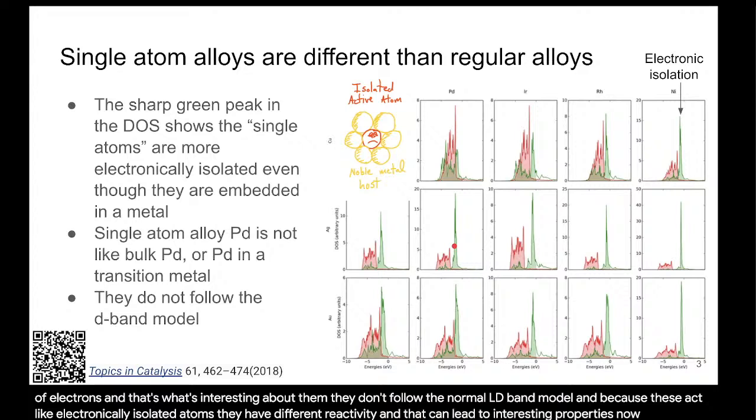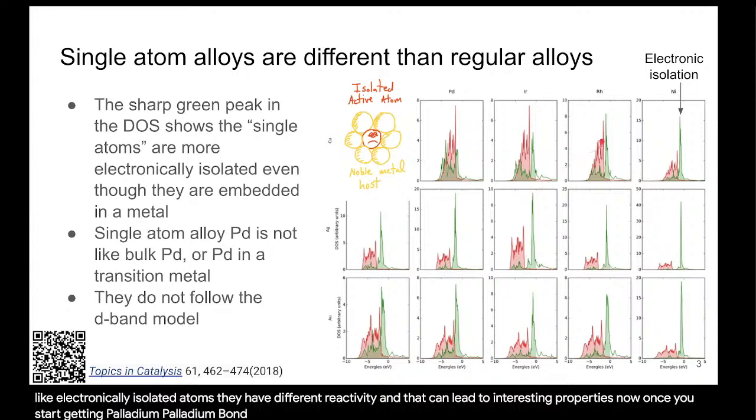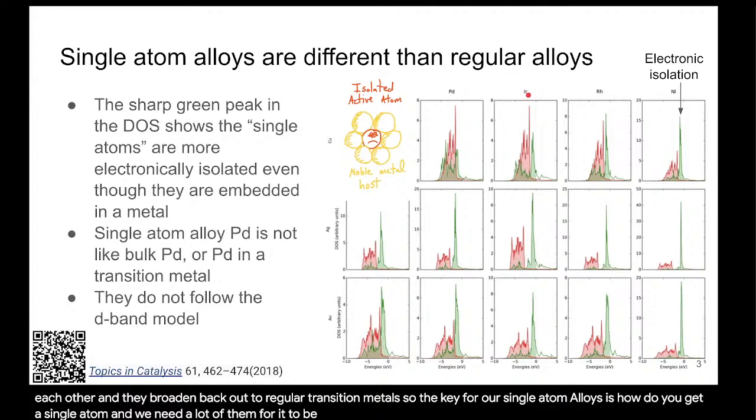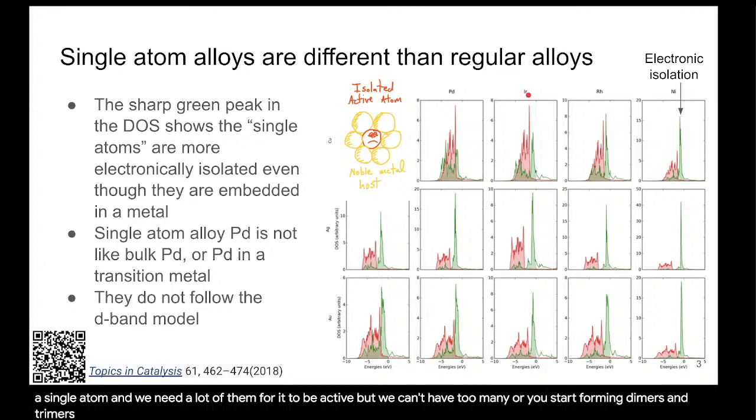Once you start getting palladium-palladium bonds, or any of these metals forming dimers and trimers, they couple with each other and broaden back out to regular transition metals. So the key for single atom alloys is how do you get a single atom, and we need a lot of them for it to be active, but we can't have too many, or you start forming dimers and trimers and other kinds of things. That's the kind of thing we were interested in asking.